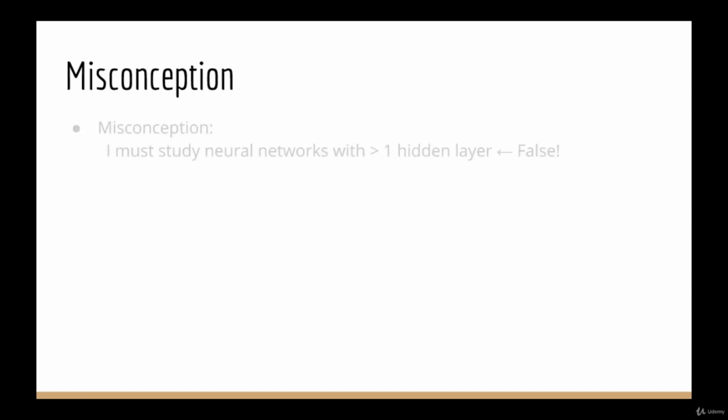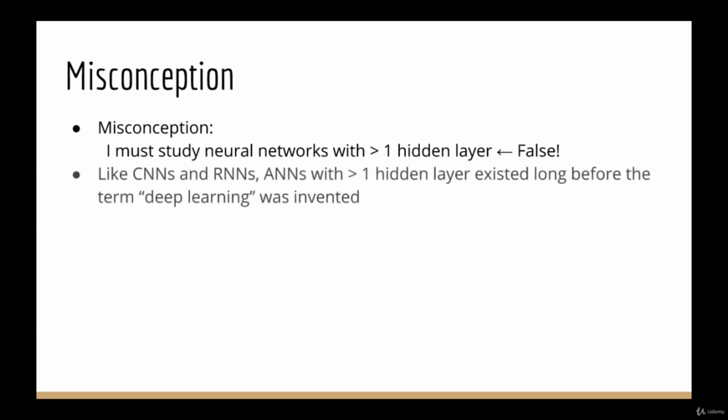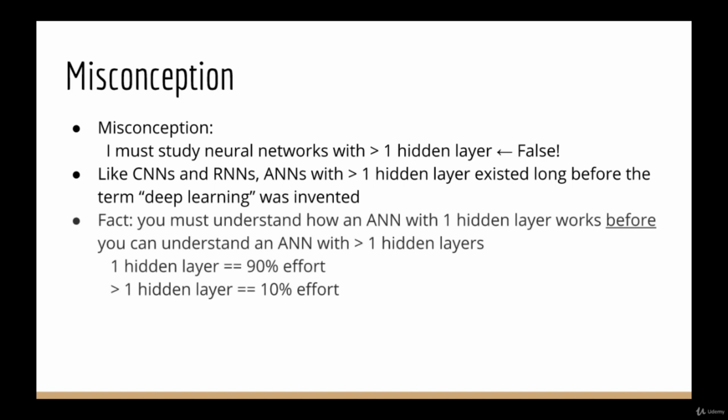Another misconception is that to be studying deep learning, the neural networks you're studying must have more than one hidden layer. This is, of course, also false, since neural networks with more than one hidden layer also existed and were researched long before CNNs and RNNs, and hence also predate the term deep learning. The fact remains, in order to understand how a neural network with multiple hidden layers works, you must first understand how a neural network with one hidden layer works. You simply can't skip this critical step, and it deserves a significant amount of attention, whereas adding more layers, once you already know how to deal with one layer, is significantly easier.